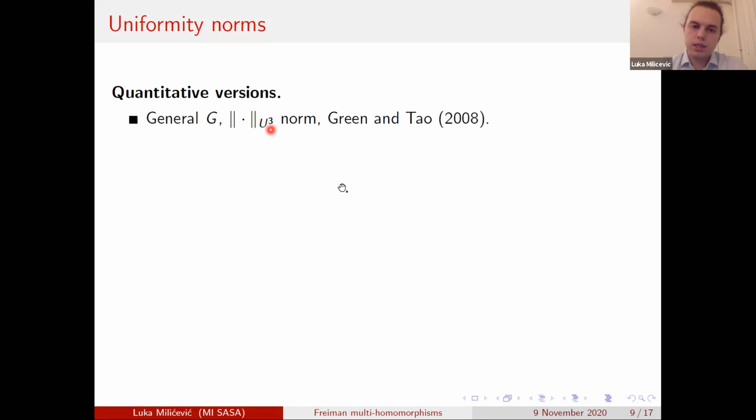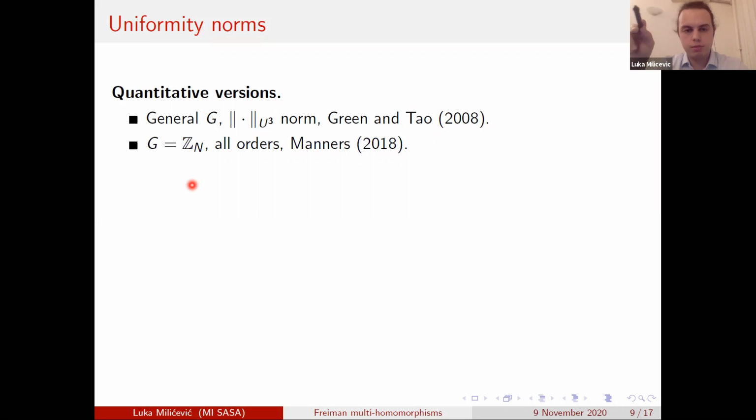So first of all, in a general abelian group G, in the case of the U3 norm, good bounds were given by Green and Tao in 2008. And then what I would like to mention is the result of Manners from 2018. So this was the major breakthrough that I mentioned before. He used his inverse theorem for approximate polynomials to deduce a quantitative version of the inverse theorem for uniformity norms. So once again, he obtains a double exponential bound here.